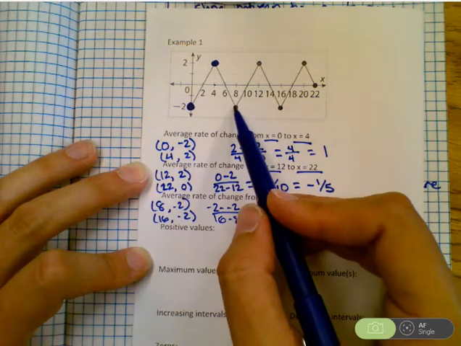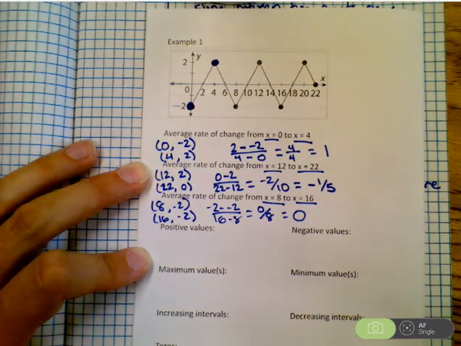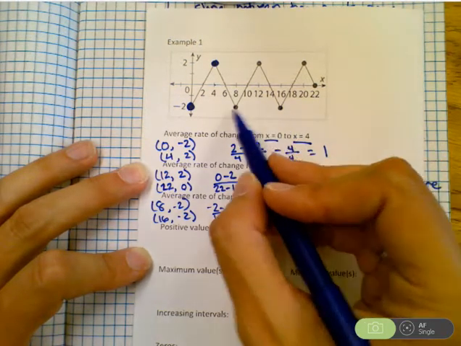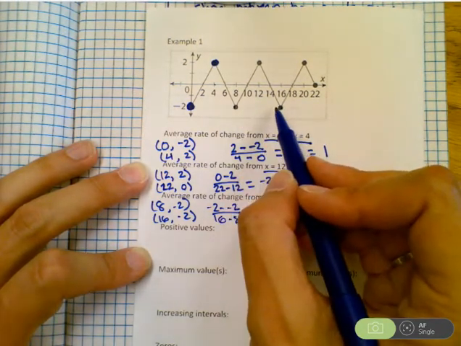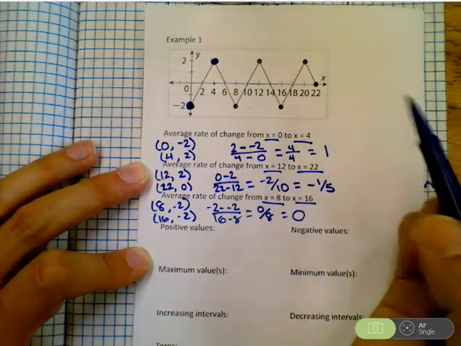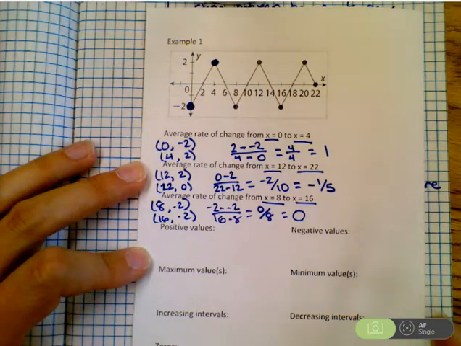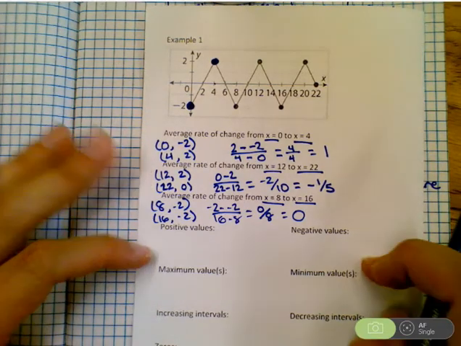Makes sense if you look at where those 2 points are and you imagine connecting them with a straight line. You can see that the rate of change between those, or the slope that would connect those points, is 0. And that's really what the average rate of change is when we're just looking at one part of the graph. Okay, so on to positive values and negative values.